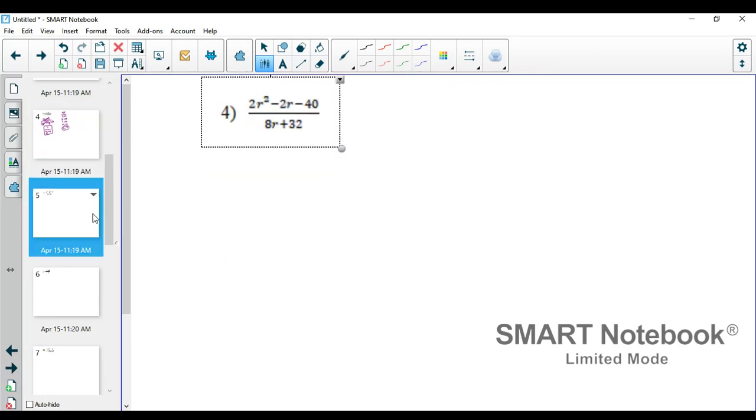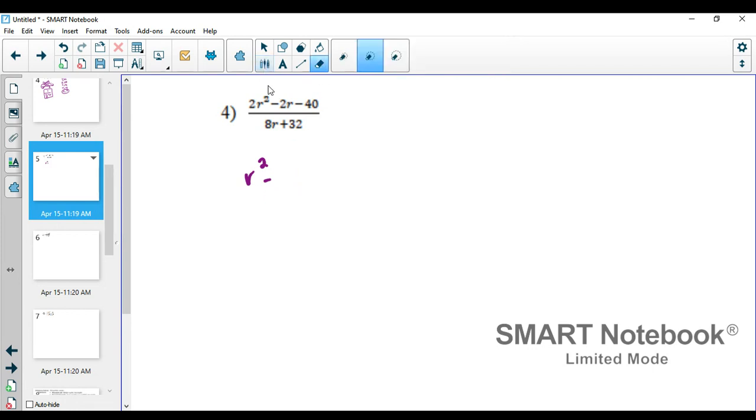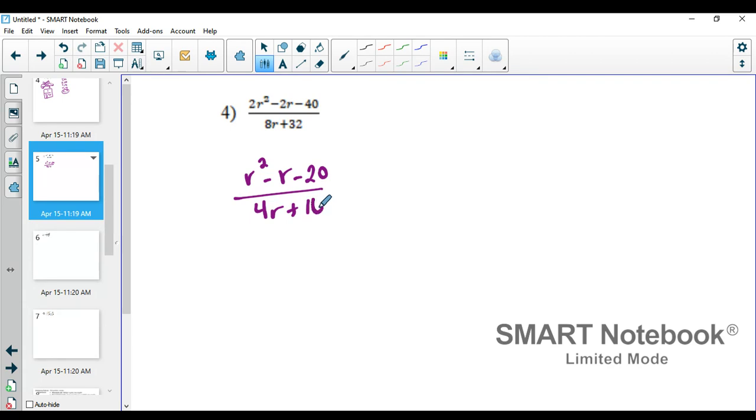Number 4. Now, we can do this 2 different ways. I'm going to suggest we take out a common factor of 2 out of both the numerator and the denominator, and just make it r squared minus r minus 20 over 4r plus 16. And then we're going to simplify that further by factoring.